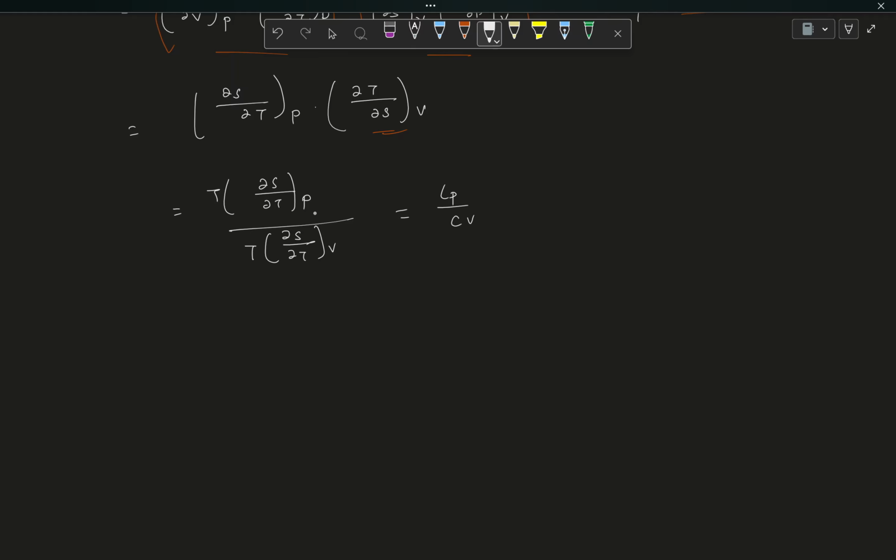times del S del T at P constant, the constant pressure heat capacity, and Cv is the T times del S del T at V constant, the constant volume heat capacity. And this is just your specific heat ratio or gamma.